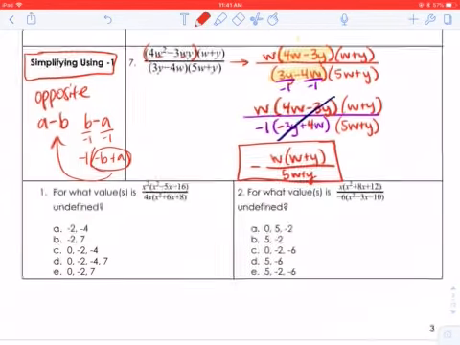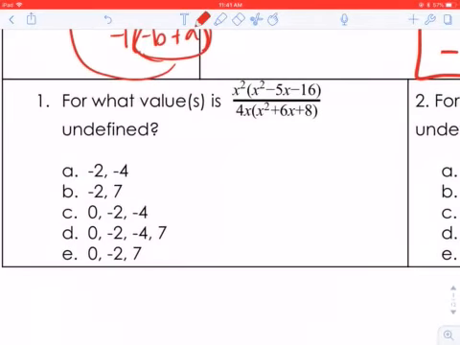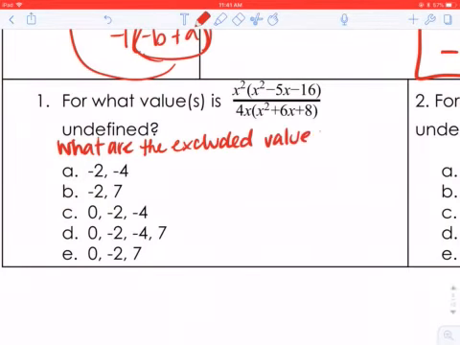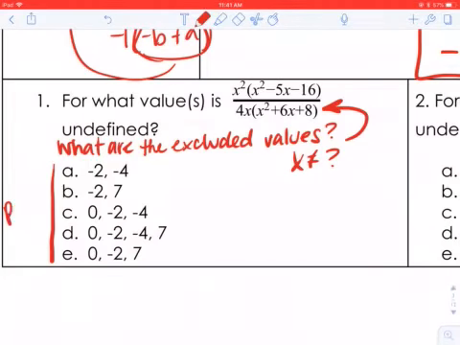All right, so we're going to do this next part. For what value is this undefined? So they're asking, what are the excluded values? So just looking at the denominator, we're just looking at this part here, they want to know what are the things that x is not allowed to be. So it's one of these answers. Go ahead and pause and try it on your own paper first.